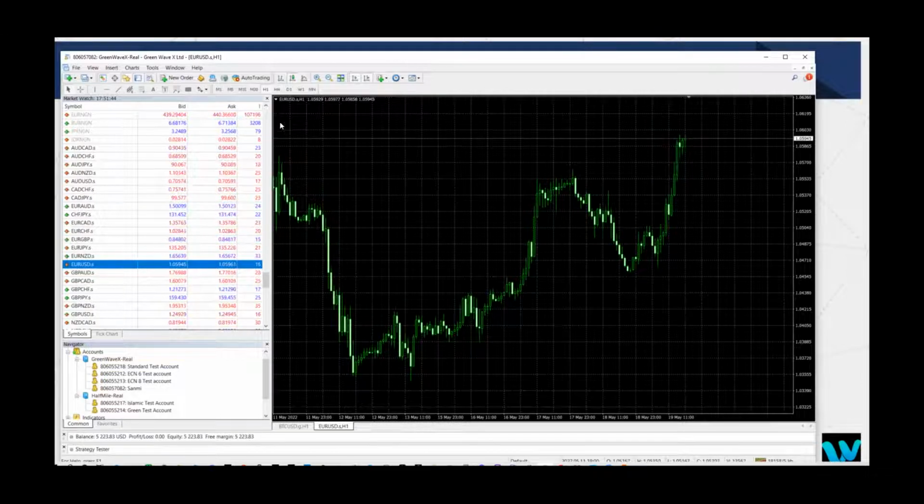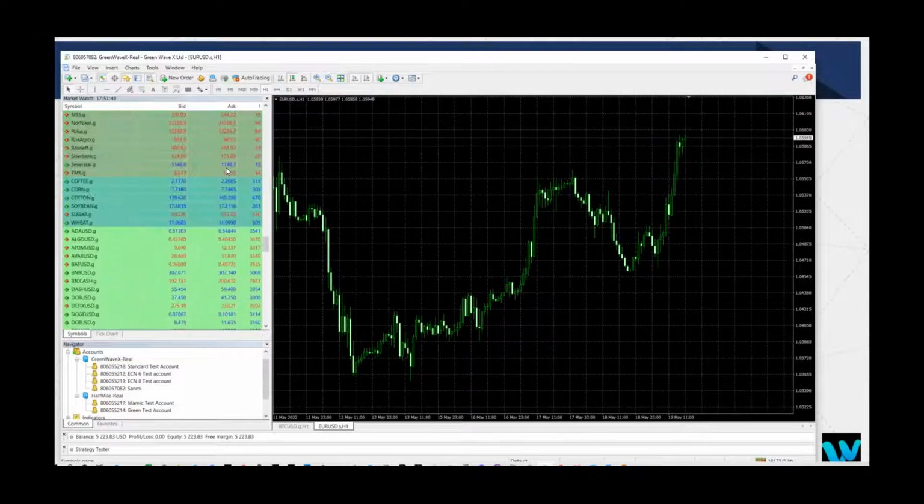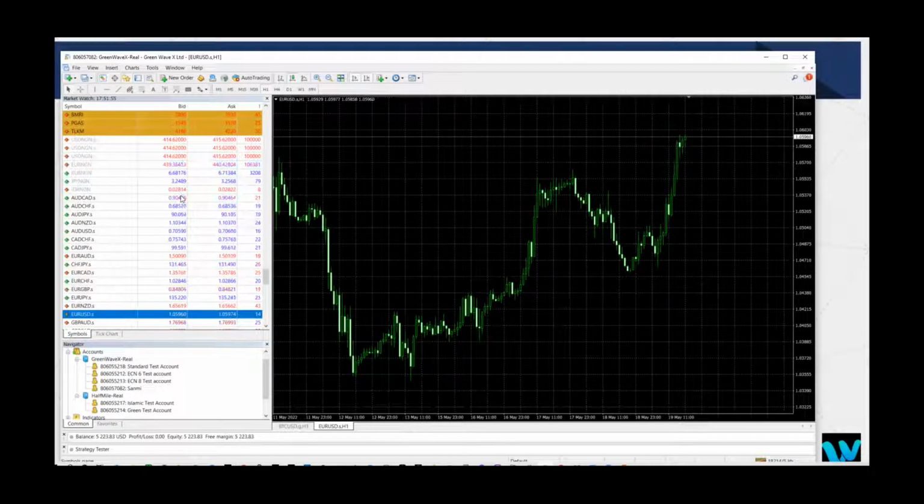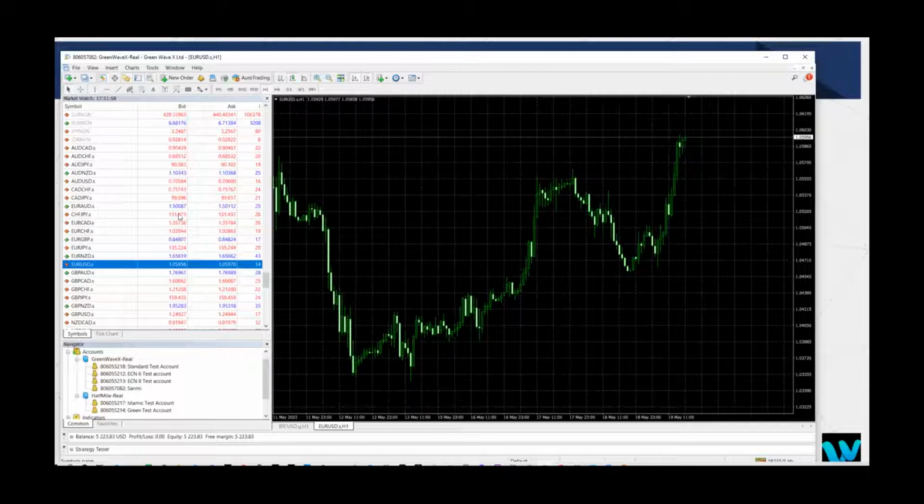One thing you will see here, we said that currency pairs are in 5 decimal places. The ones that are in 3 decimal places are currency pairs that end with JPY.